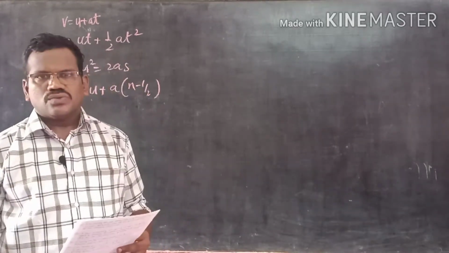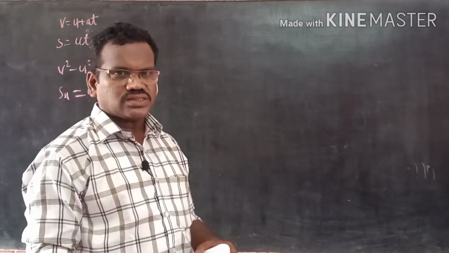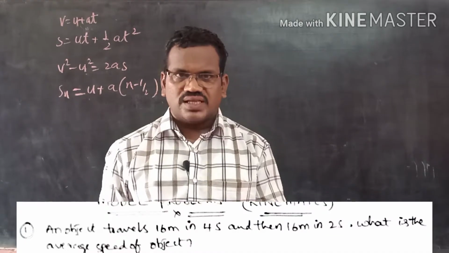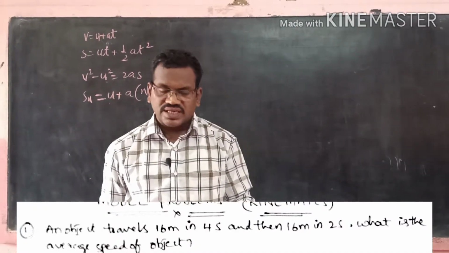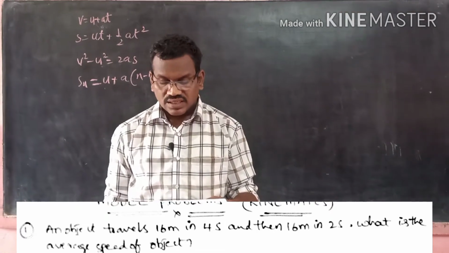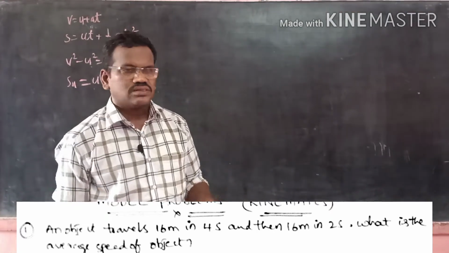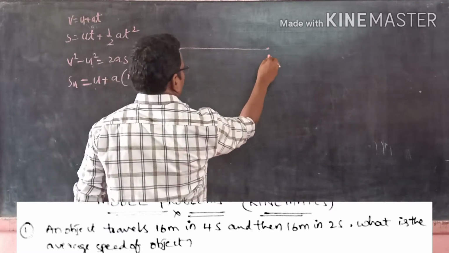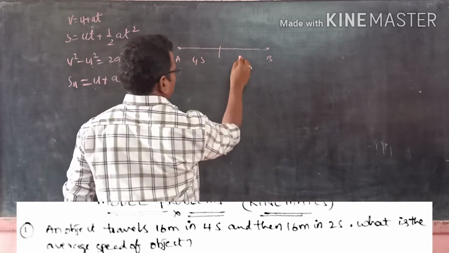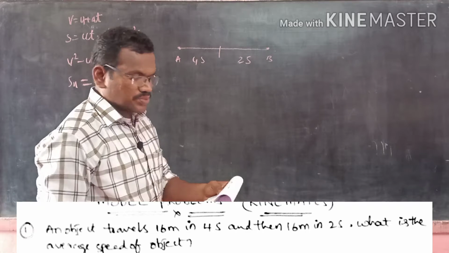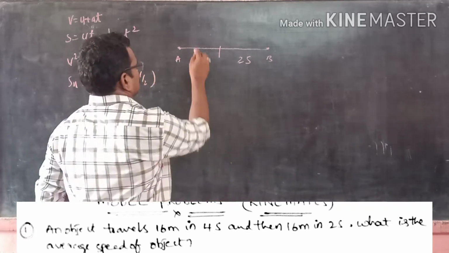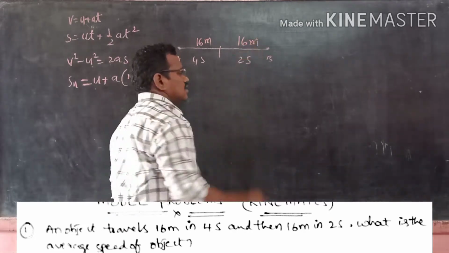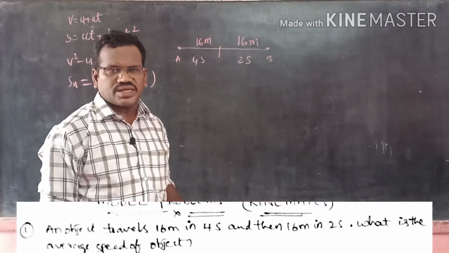Right. Now we are going to discuss some problems on these topics. Let us recall the first problem. An object travels 16 meters in 4 seconds, then 16 meters in 2 seconds. So totally from point A to point B, it traveled first 4 seconds, next 2 seconds. As per the problem, in the first 4 seconds, 16 meters. In the next 2 seconds, 16 meters. Means the body is not moving uniformly.